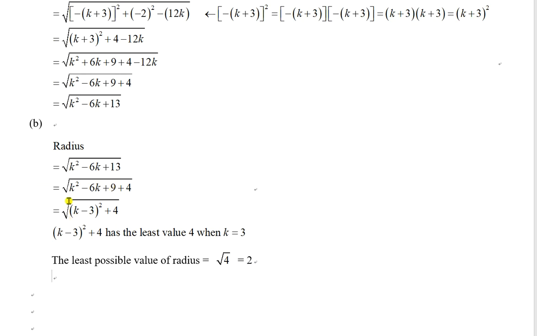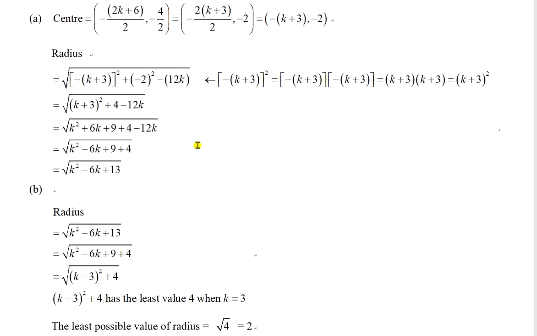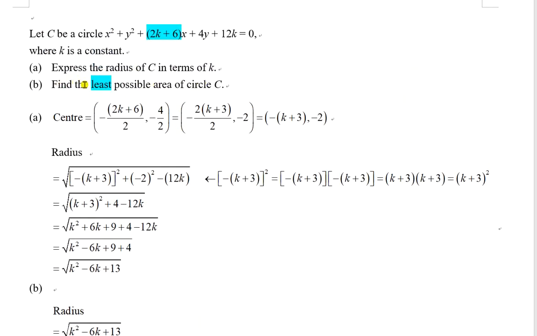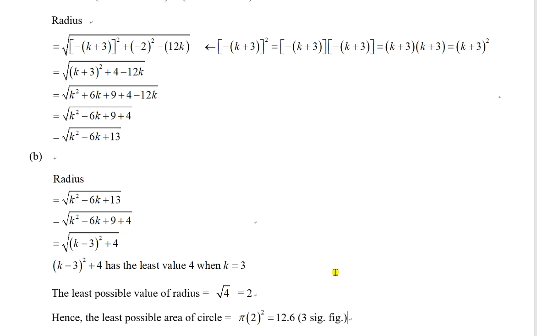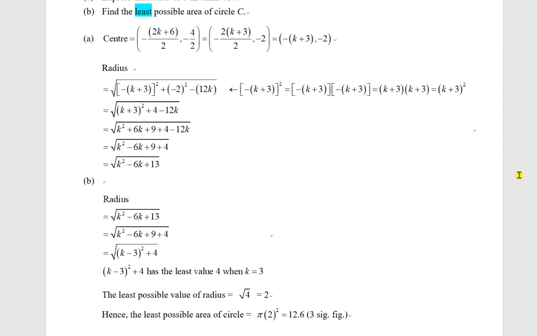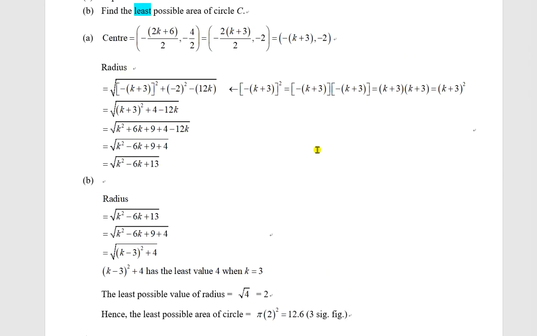Because the radius is the square root of this expression here, hence the least possible area of the circle will be pi r squared. You will get 12.6 something, correct to 3 significant figures. Do not leave the answer in terms of pi. Do not do so, because the question didn't ask you to do this, you need to find the value. So correct your answer to 3 significant figures. That's it. So that is part A and part B.